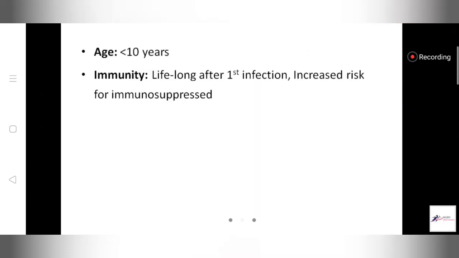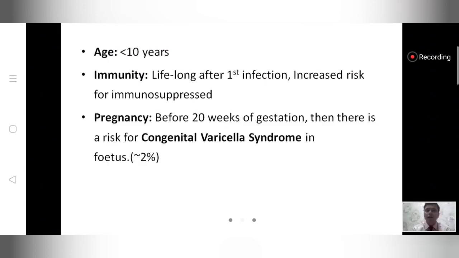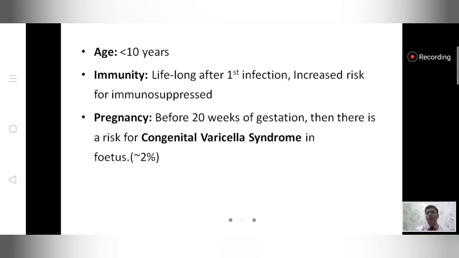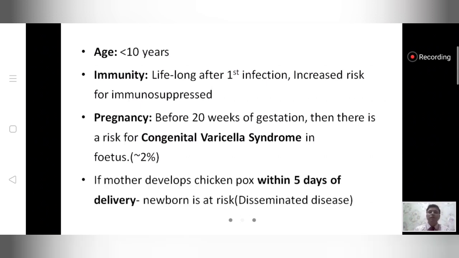Immunity is lifelong after the first infection. Now let's see about pregnancy before 20 weeks. During the organogenesis of the fetus, if the mother is infected with varicella zoster, the chances are high that the fetus will have it, and organ development will be affected, so that everything is small sized. That's called congenital varicella syndrome, which happens in 2% of fetuses of infected mothers, but even 2% is high. If the mother develops chickenpox within 5 days of delivery, the newborn is at risk.